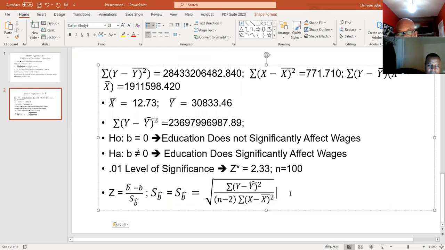So we're going to calculate the standard error of b hat. You have summation y minus y hat squared. It's right here. You have the sample size is 100, so n minus 2 will be 98. And you have summation x minus x bar squared, and that is right here. Okay, so let's do an equality sign.